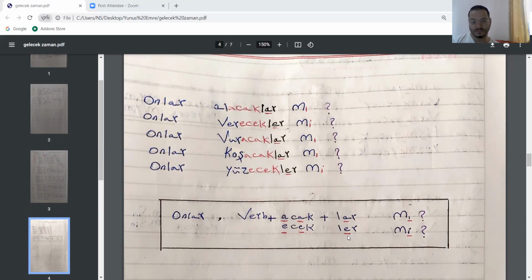With all the previous pronouns, we put the verb to be related to the pronoun we are dealing with after the question mark, but here the situation is different. We will put the verb to be related with this pronoun before the question mark, like adding it to the verb form. Like that: onlar alacaklar mı, verecekler mi, vuracaklar mı, koşacaklar mı, yüzecekler mi?